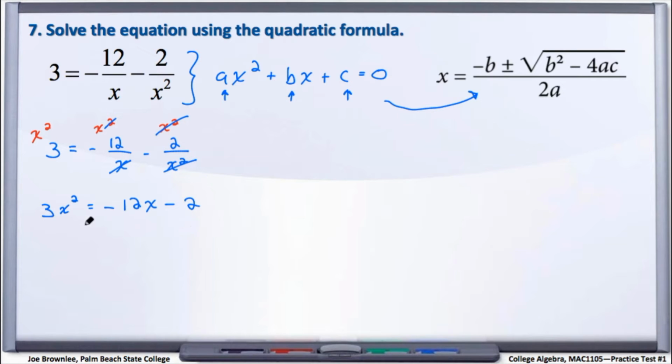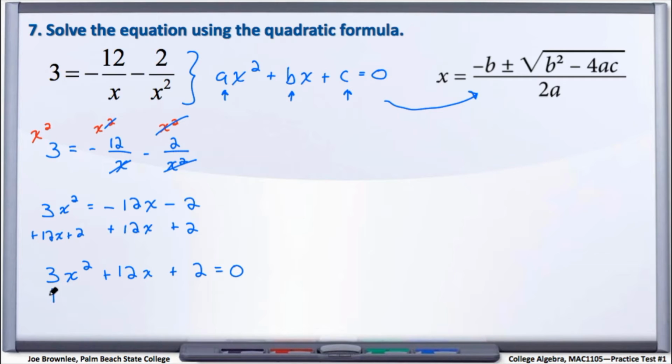And so now this is certainly looking a lot better than what we started with, right? No fractions, rather. And now if we want to get this into standard form, meaning we have our x squared, the x, and the constant on one side of the equal sign, then all we have to do is add 12x to both sides, add this 2 to both sides, and I think we'll be in pretty good shape. And when we do that, we end up with 3x squared plus 12x plus 2 equals 0. And now this looks an awful lot like our standard form for a quadratic equation.